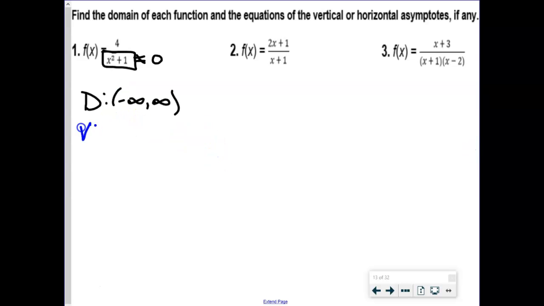The same thing will affect my answer for the vertical asymptote. I wouldn't be able to set my denominator equal to 0 and actually find the location for a vertical asymptote, because there are none.